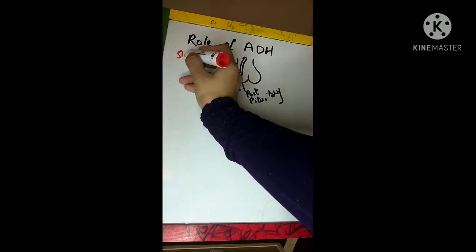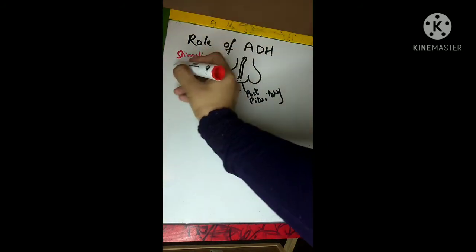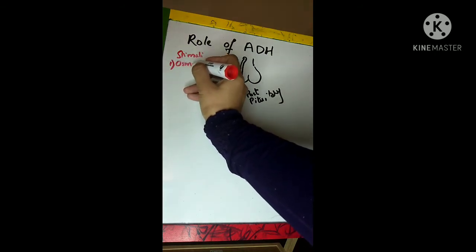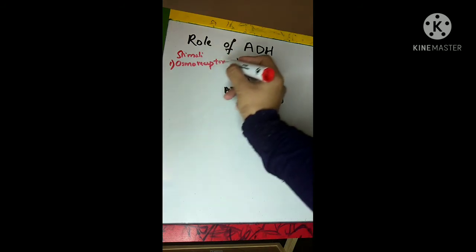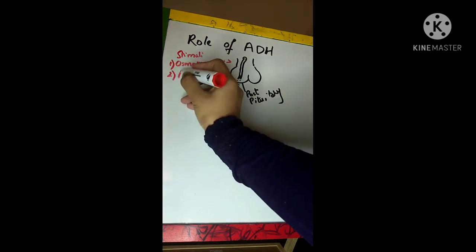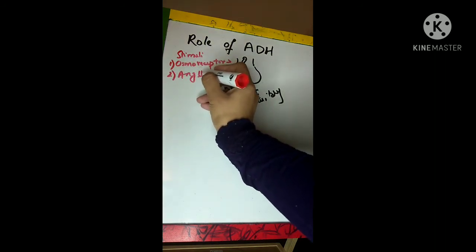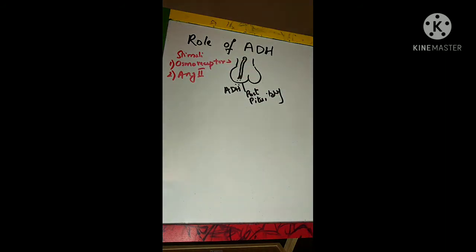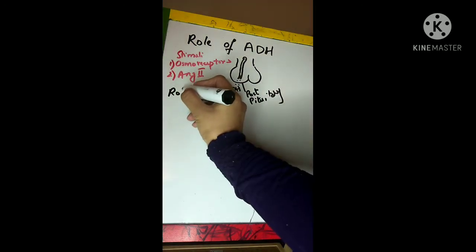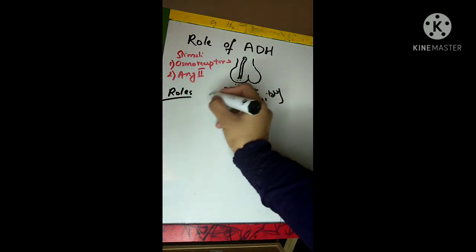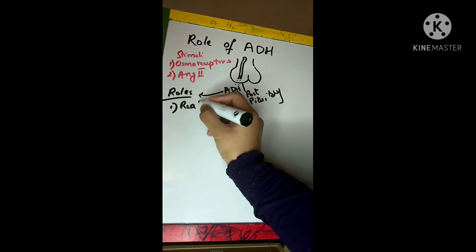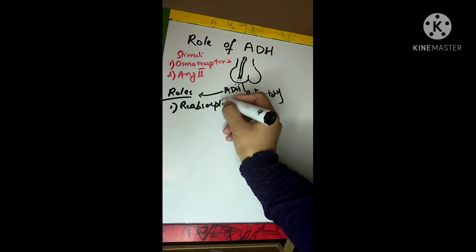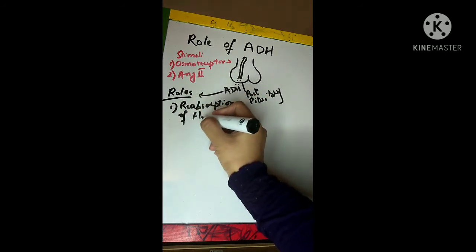First, I will tell you how the release of ADH is stimulated, and then I will tell you the two roles of ADH. The stimuli are basically the osmoreceptors. There are osmoreceptors present in our CNS, and they are sensitive to plasma osmolality. When there is increased plasma osmolality, there is a release of ADH. Moreover, when there is reduced BP, the renin-angiotensin system is activated, and angiotensin 2 also causes the release of ADH from the posterior pituitary.